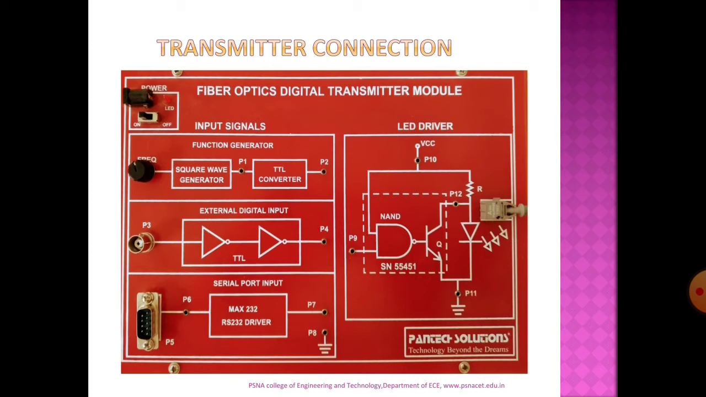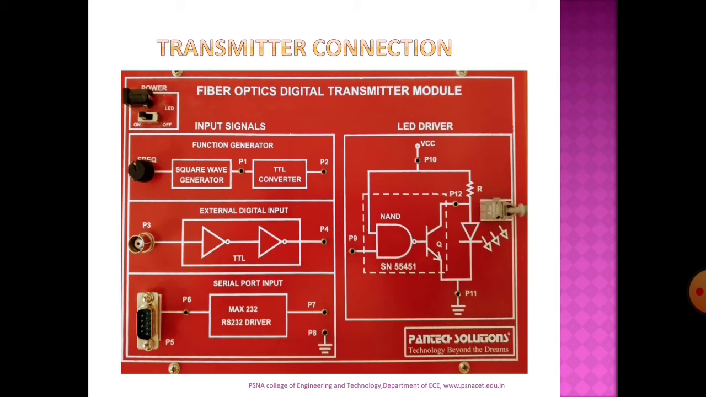Important criteria: one is there will be an inbuilt function generator to generate a square waveform. Since it is a digital signal transmission, we have to generate a square wave. It will be given to the TTL converter so that the signal will be taken out. The other one will be an external digital input, so we can use a function generator and give the connection over this end.